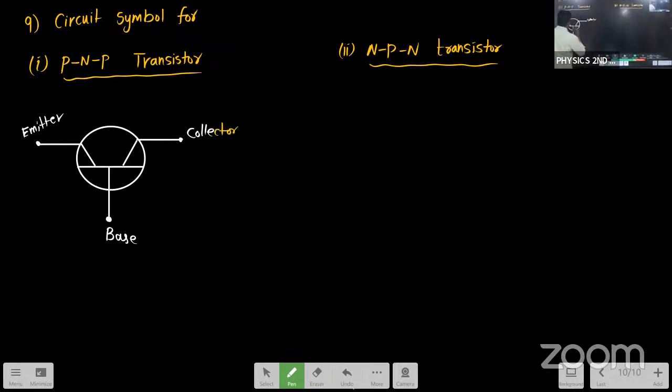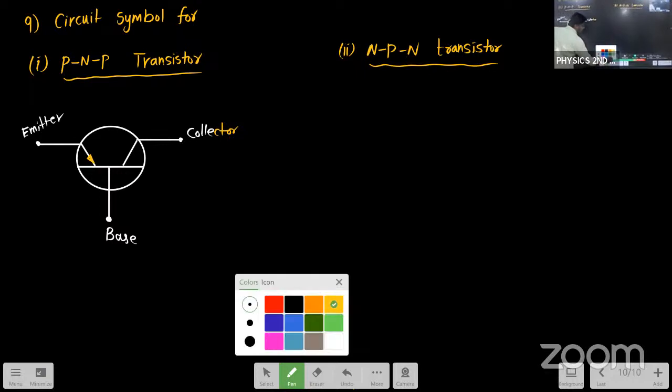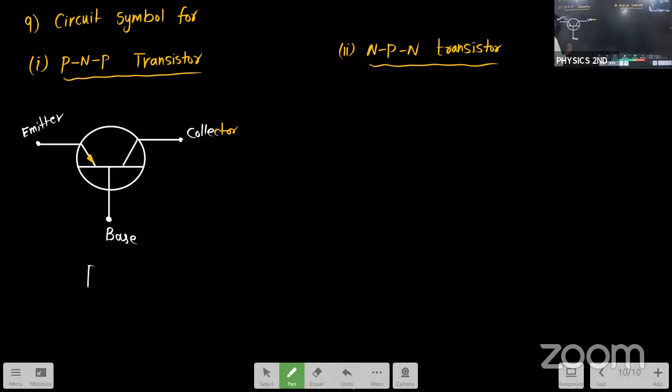Collector. So what was the direction? This was the direction. How to remember this? In case of an NPN transistor, the direction will be in the opposite direction. So here is a technique for remembering this. Remember this thing. So what is this transistor? This one is a PNP transistor.